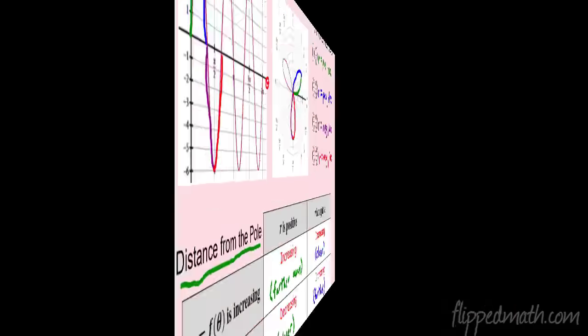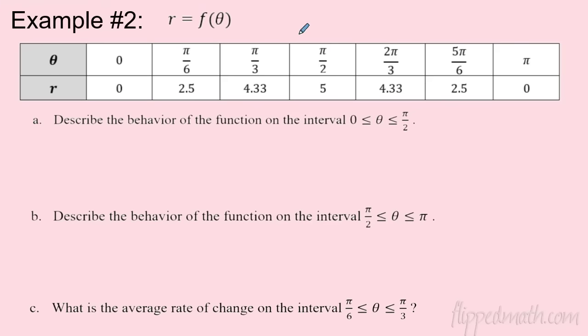What if, though, there is no picture? So I went ahead and said r is this function right here, and I gave you some selected values in this table. Can we figure out what's going on without the picture? Sure. Let's take a look at this. So I'm going to grab my highlighter. So the interval here is what? From 0 to pi over 2. So from 0 to pi over 2 is just this chunk. So we're looking at only this chunk right here.